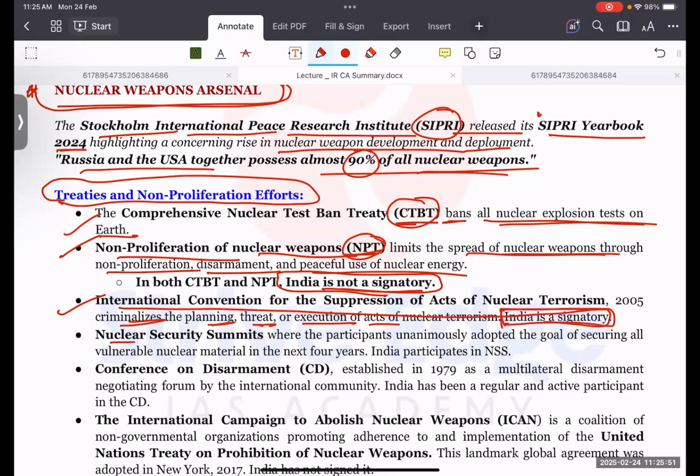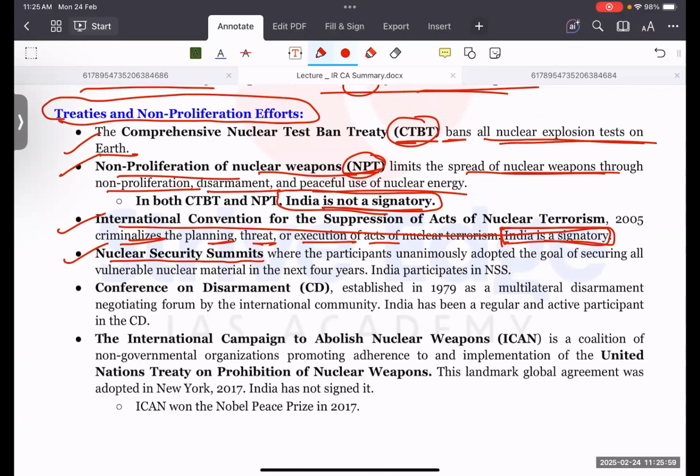Okay, and then nuclear security summits are held, and participants unanimously adopt the goal of securing these things. And then the Conference on Disarmament was established in 1979. It is a multilateral disarmament negotiating forum of the international community, and India has been a regular and active participant. It conducts conferences and demands and controls negotiations regarding the disarmament of nuclear arsenals. And in the nuclear security summits also, India usually participates.